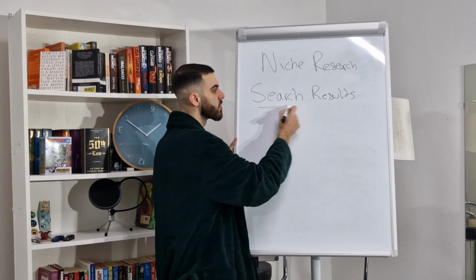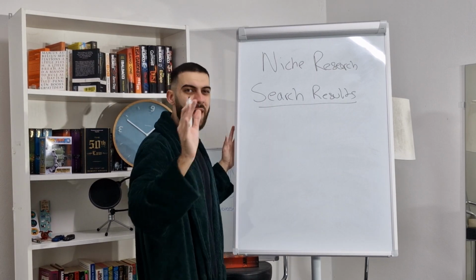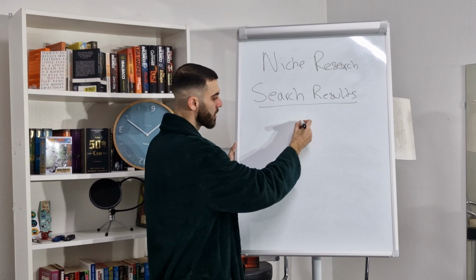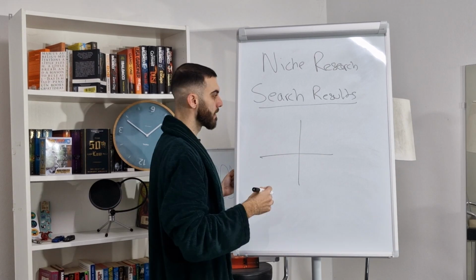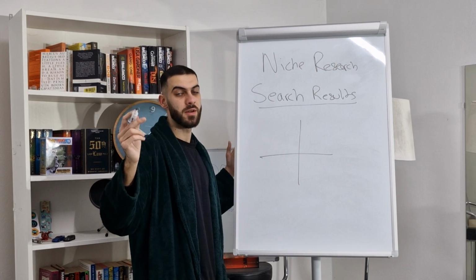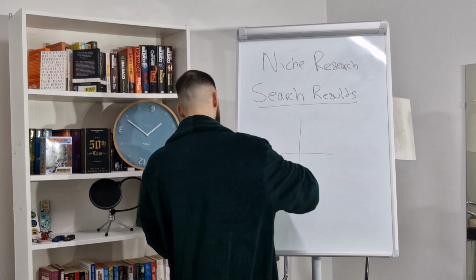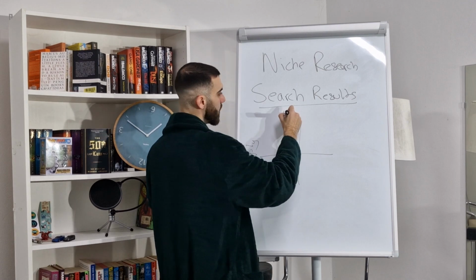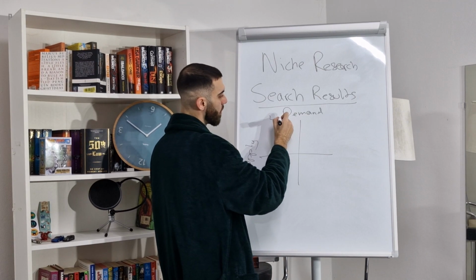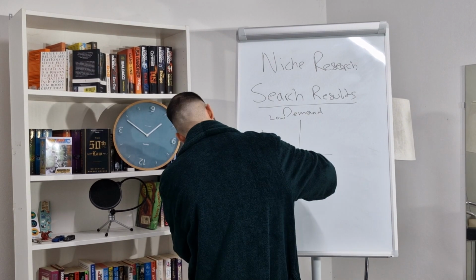Before I show you why search results are pointless to look at, here's what you're actually looking for when it comes to niche research. So you can only have 4 niches, correct? Now everyone is teaching you one correct thing, which is you need a niche with high demand and low supply. So if we have supply right here and we have demand right here, here we have low, this one's low as well, high and high.